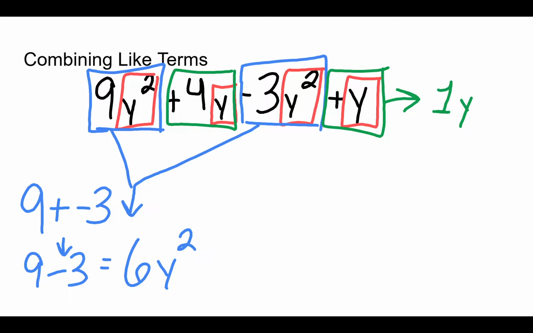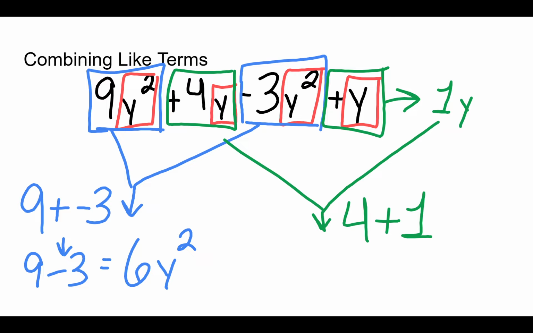Okay, so therefore, we have 4y plus 1y. 4 plus 1 equals 5. And then we bring down our variable. It does not change. It stays y. And then it is a positive 5. 4 plus 1 equals positive 5. So we're just going to add that positive there. If it was negative 5, then instead of an addition sign, you would have a subtraction sign, right?